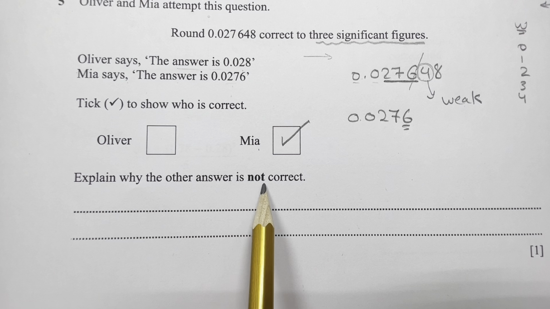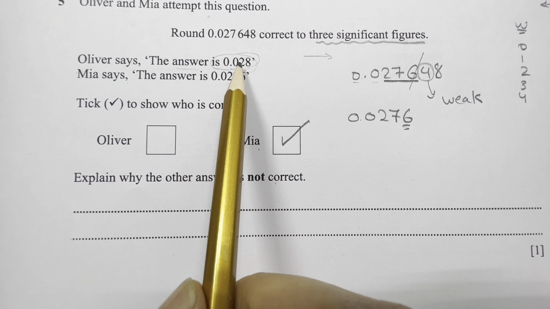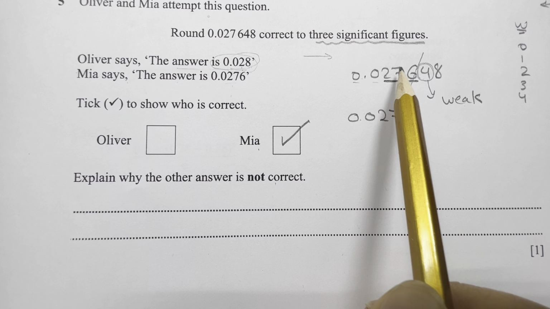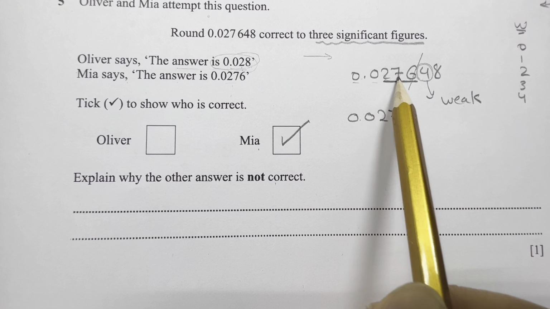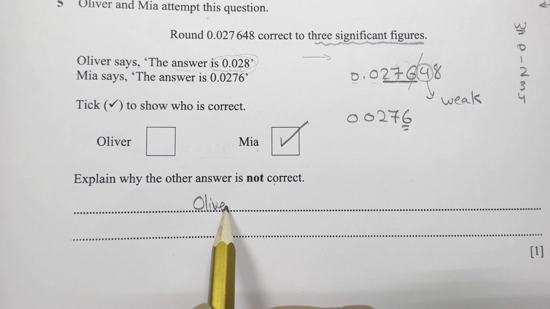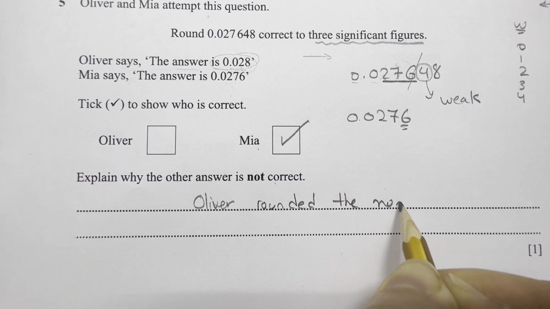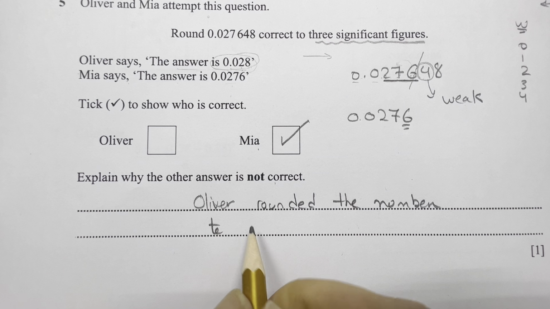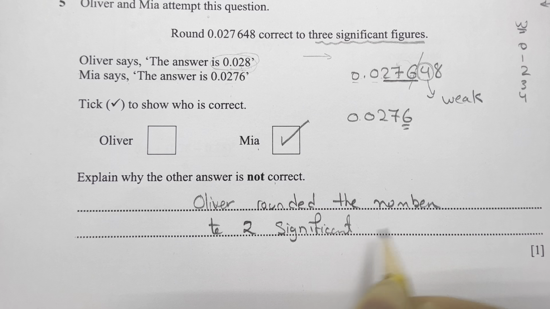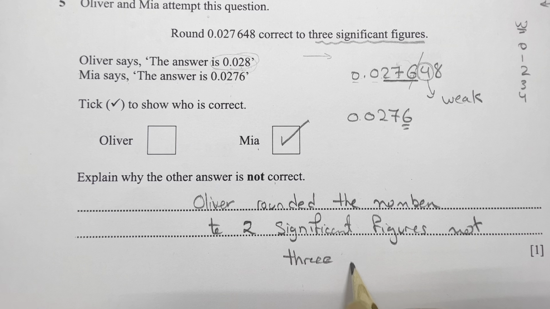Explain why the other answer is not correct. What happened here to the other answer? If you notice here, this is 0.028. 0.028 means that Oliver rounded to 2 significant figures because 6 is a strong number, so he added 1 here. So I can say that Oliver rounded the number to 2 significant figures, not 3 as required.